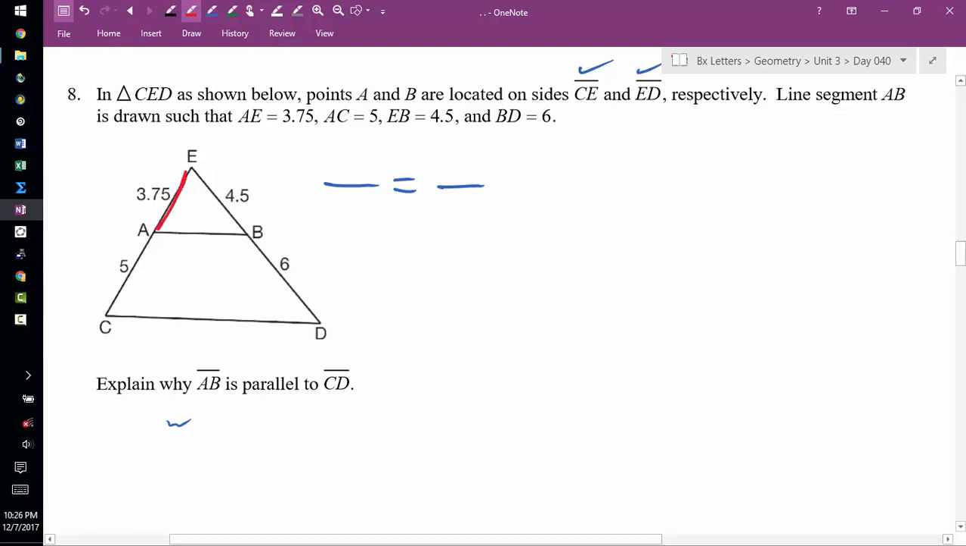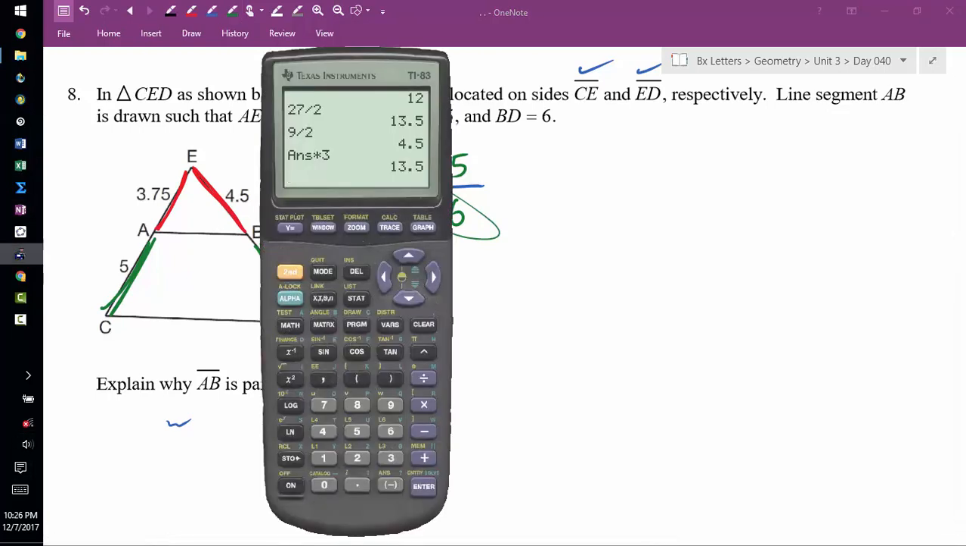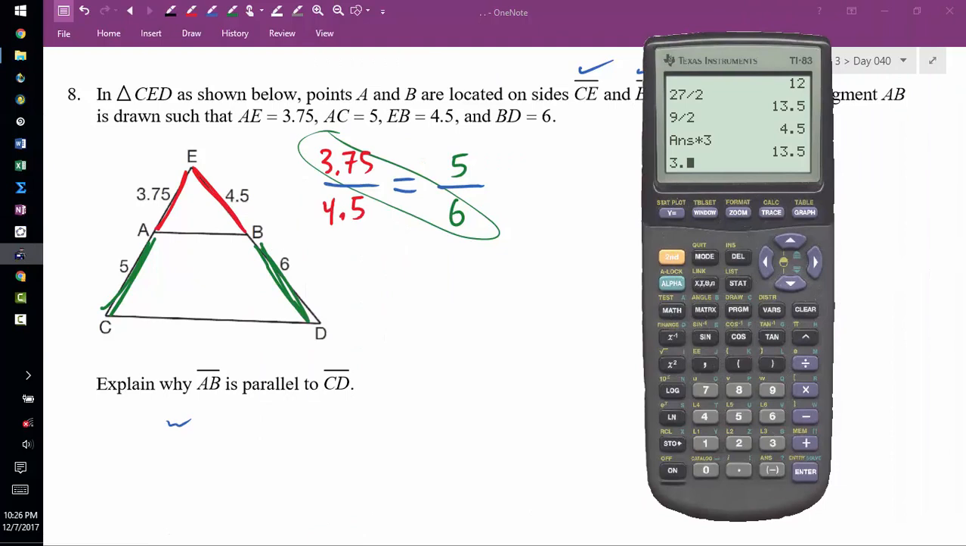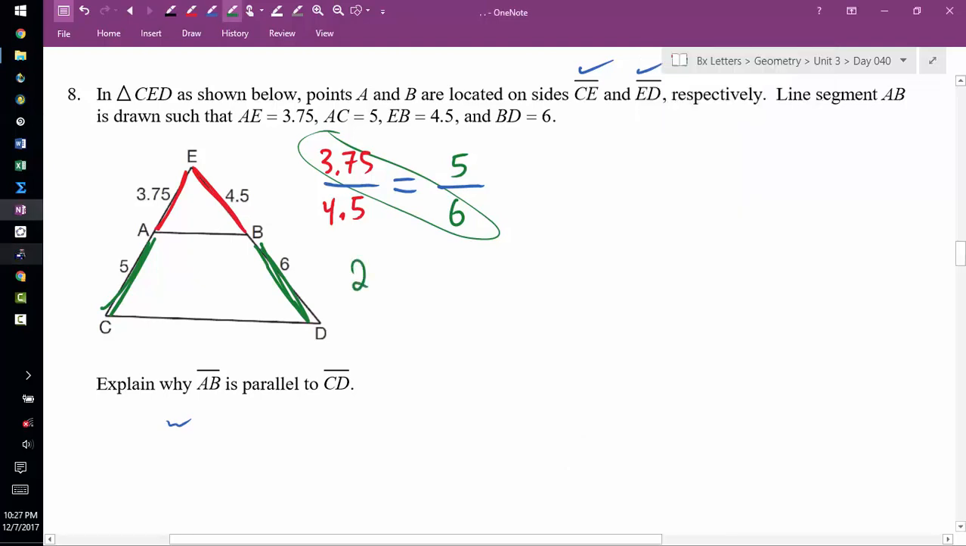We're going to do 3.75 over 4.5, and we're going to do 5 over 6. And all I'm trying to demonstrate is that these are equal ratios. So I could show it with a proportion. I can cross multiply: 3.75 times 6 equals 22.5. And I bet when we do 4.5 times 5, the other butterfly multiplication, that's also 22.5. So you're just showing that this is proportional.